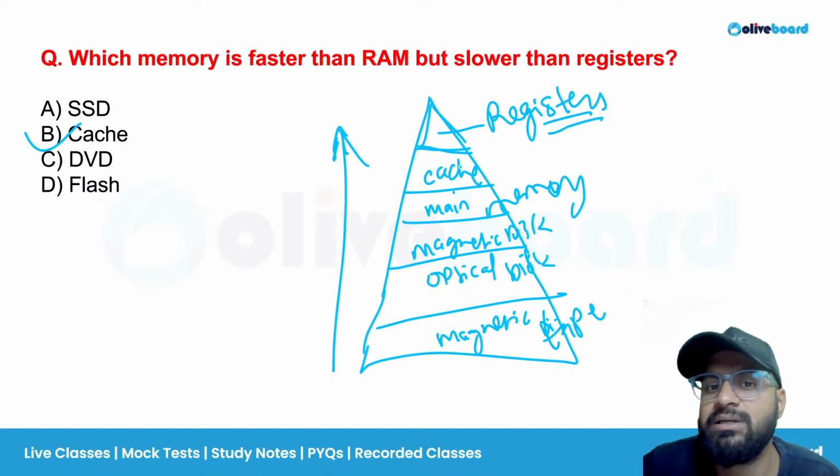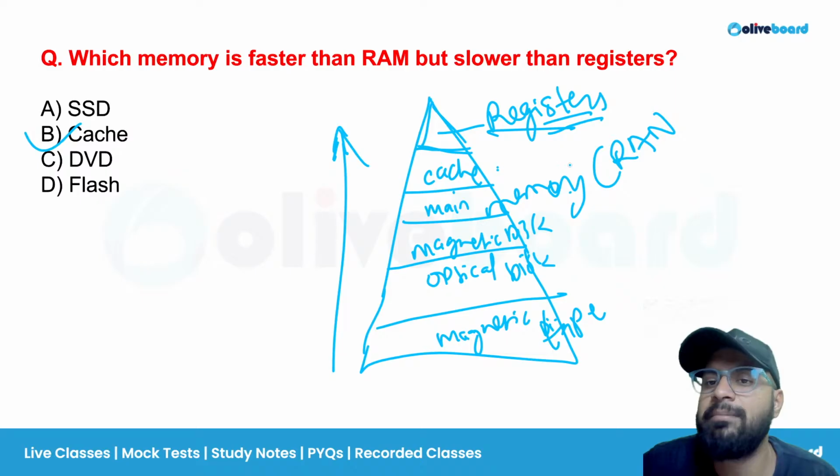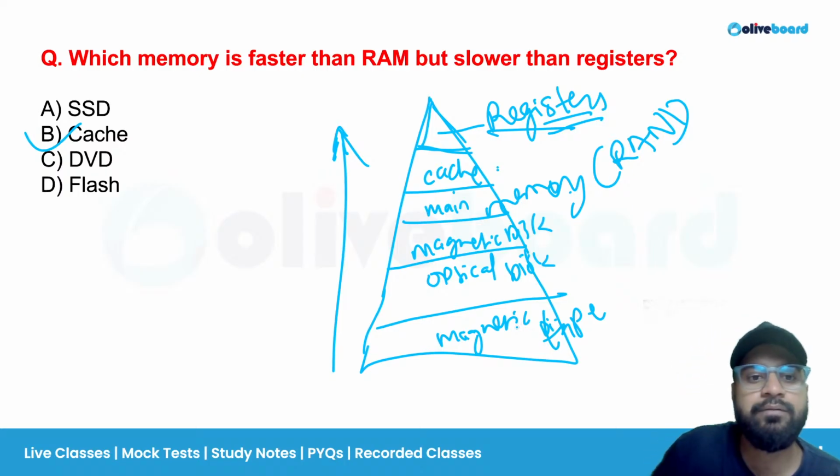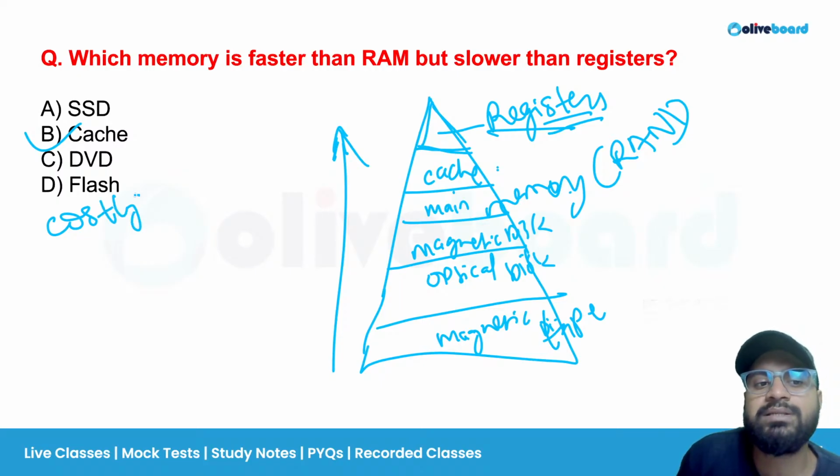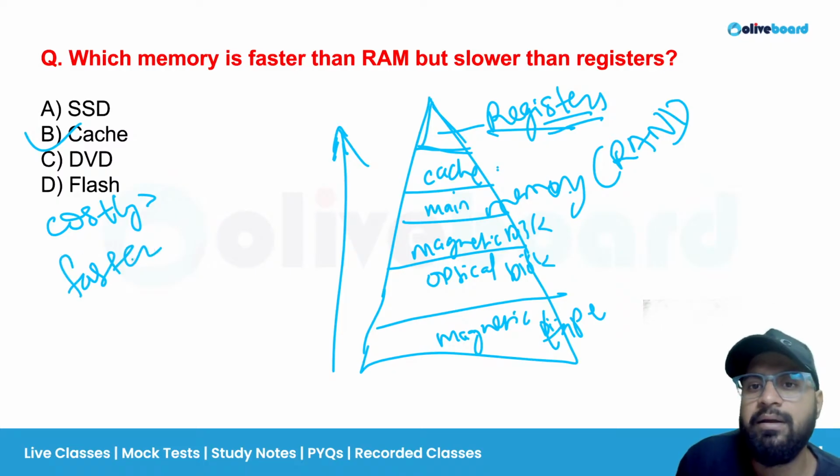So which one is the faster here? If you see, registers are faster than cache. Cache is faster than RAM, meaning main memory, and it is faster than magnetic disk, optical disk and magnetic tape. And if we talk about the cost, students, which one is costly here? Obviously it will be registers, then cache. And if we talk about the faster, registers are the fastest. Costly will also be your registers.